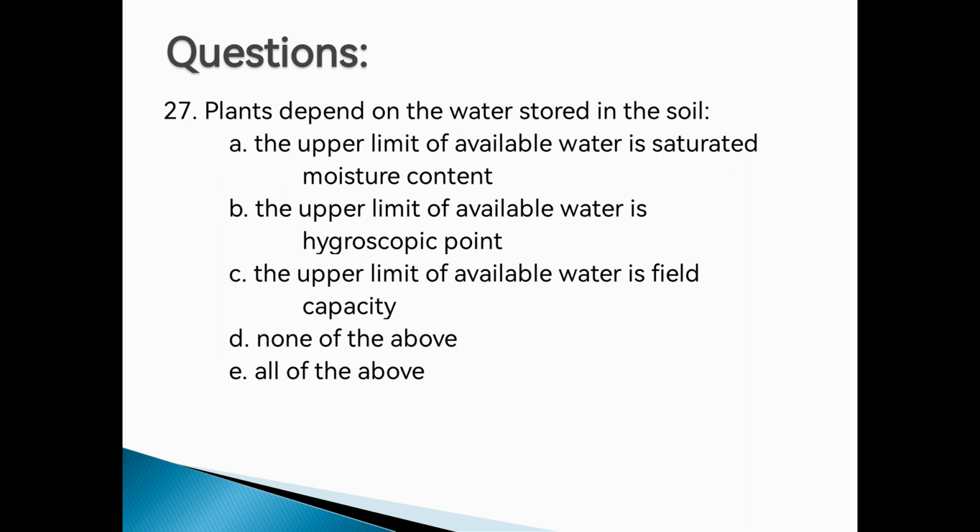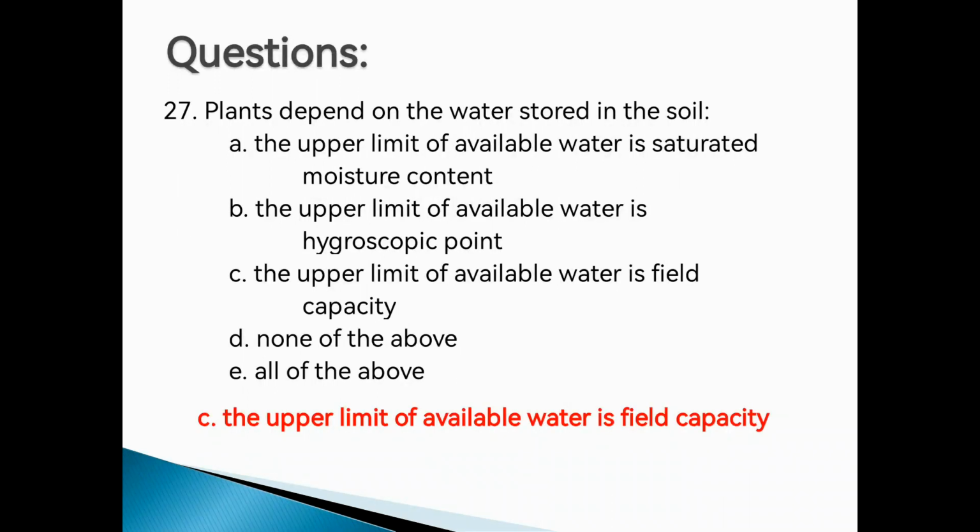Leaching. Number 27. Plants depend on the water stored in the soil. A. The upper limit of available water is saturated moisture content. B. The upper limit of available water is hygroscopic point. C. The upper limit of available water is field capacity. D. None of the above. E. All of the above. The correct answer is C. The upper limit of available water is field capacity.